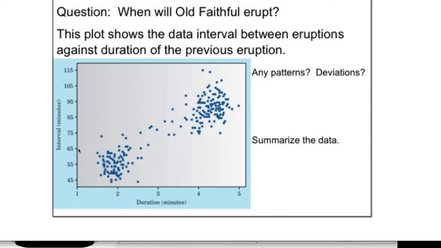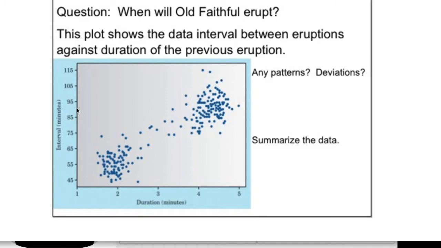In between eruptions, it didn't take as long to fill, so there was less water in it, meaning the eruption itself was shorter. On the other hand, these eruptions were longer, and it's because the interval in between was longer. So again, it had an extra 30 to 40 minutes to fill up with water before it exploded. And so we could use this data.